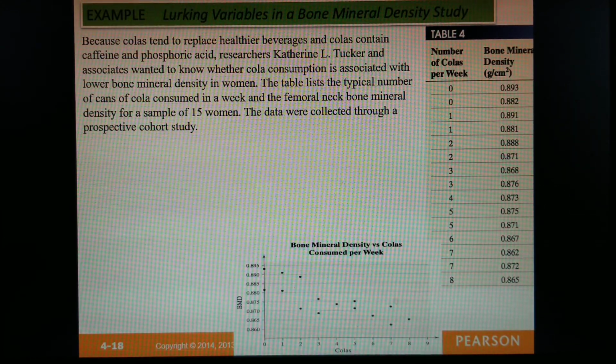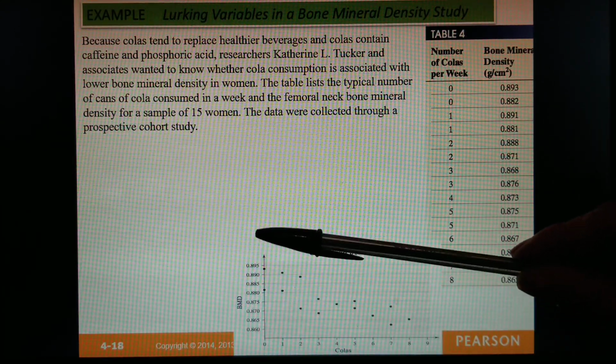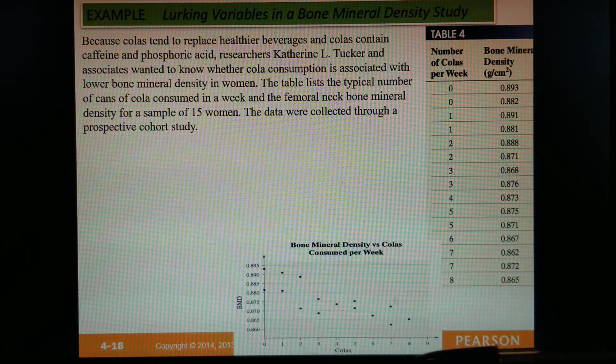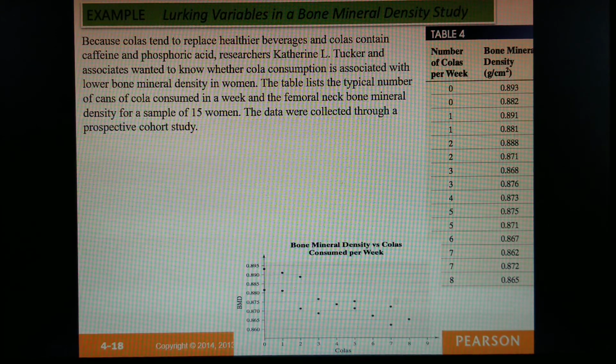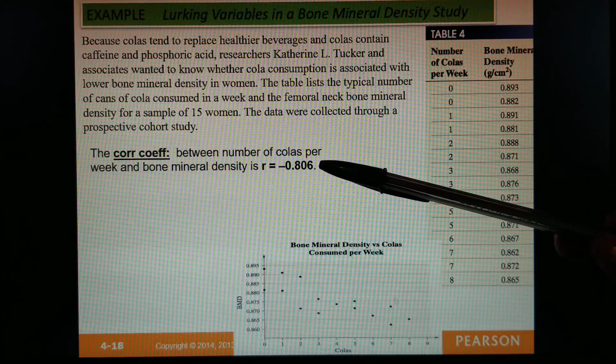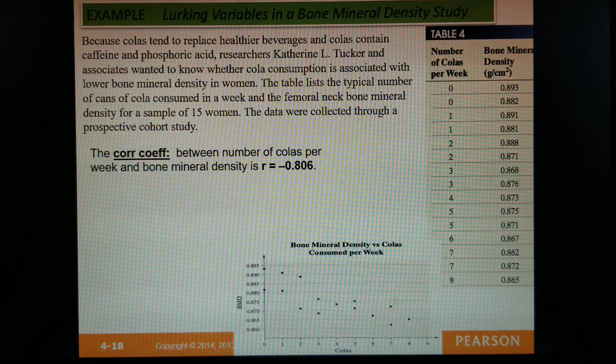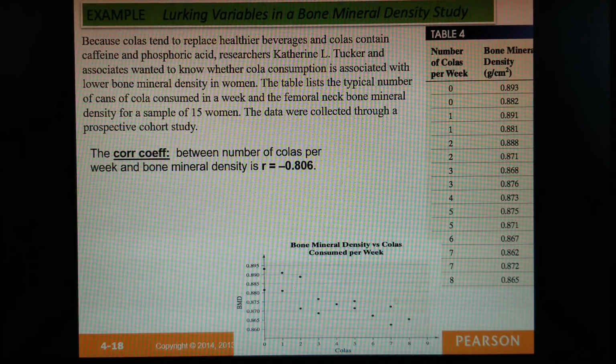All right, so welcome back after you guys have inputted all these into L1 and all the bone density into L2. So when we took a look at the scatter plot, this is the number of colas consumed per week. This is the bone mineral density, okay? And this definitely looks like there might be a negative relationship there. When you ran your stat linear regression t-test, you got an r of negative 0.806. That's pretty close to -1. But is it close enough to -1 for us to say that there is a linear relationship here? So that's what we have to test.